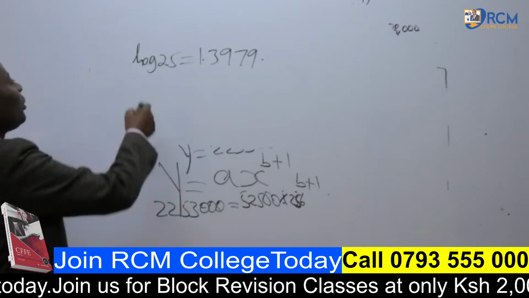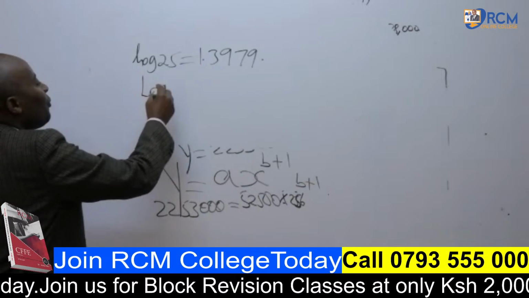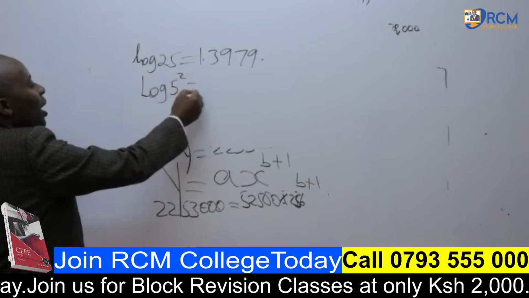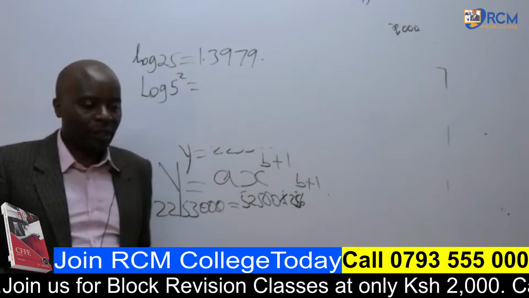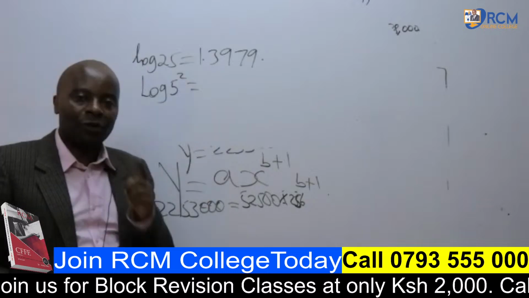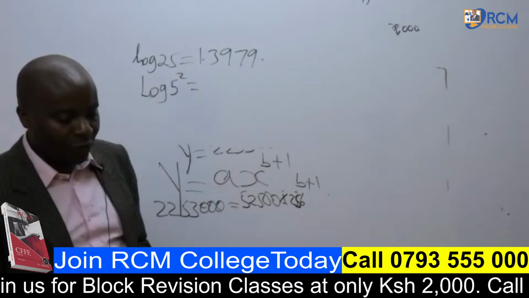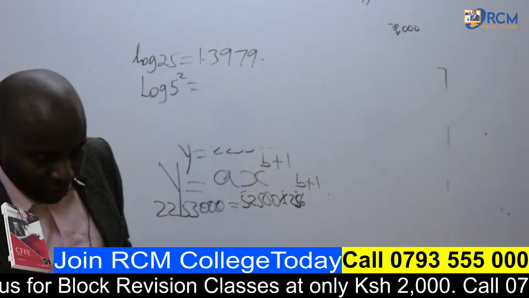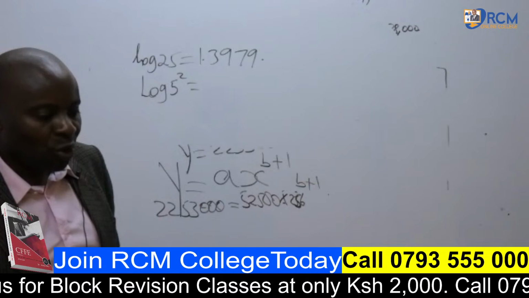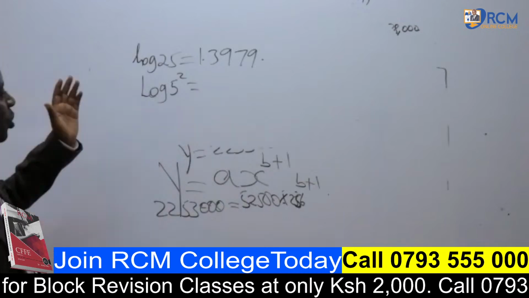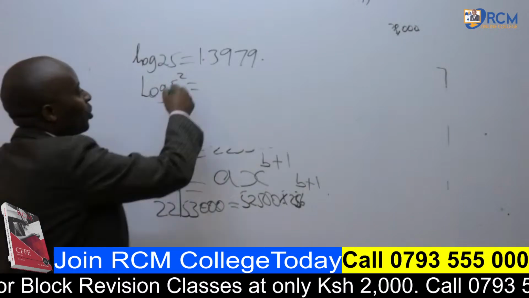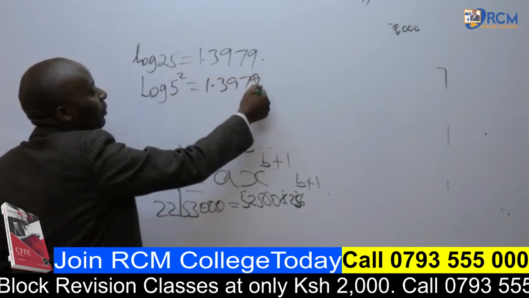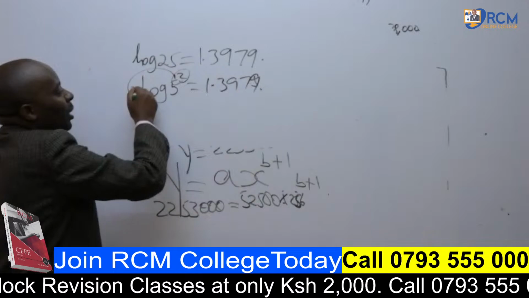How about this one? 25 is the same as 5 squared. What do you think is the value of log 5 squared? From your calculator, could you kindly give me log 5 squared? You realize that log of 5 squared will be the same as what we found here, which is 1.397. Ladies and gentlemen, what if I was to drop this power down there?